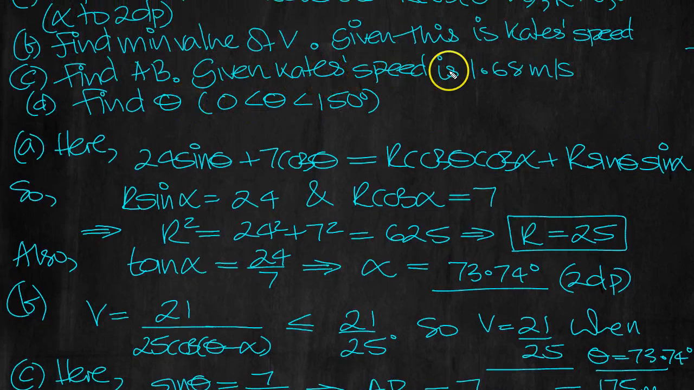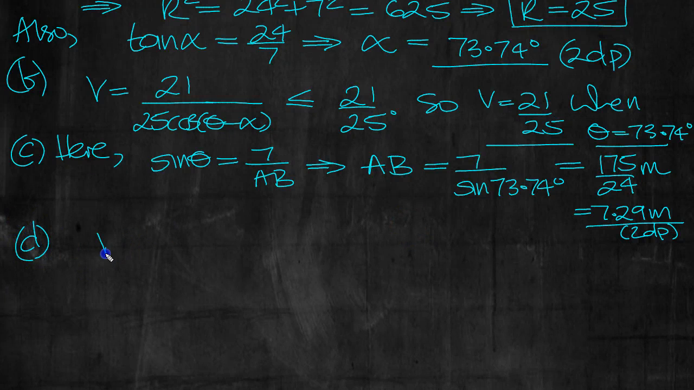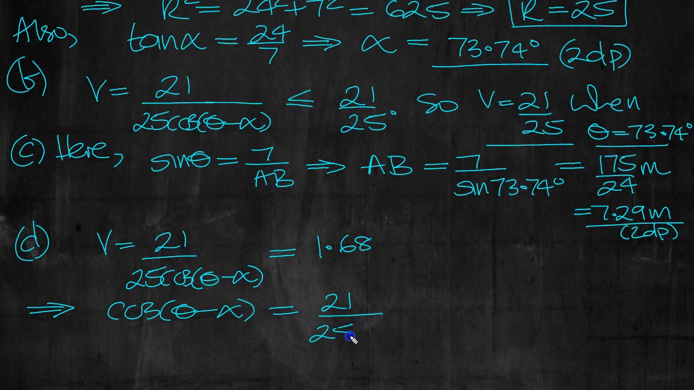Now we've done it. Given that Kate's speed is 1.68 meters per second, find theta, where theta varies from 0 to 150. So part D, V, which equals 21 over 25, cosine theta minus alpha is equal to 1.68. Okay, so now let's work out, we know what alpha is, and we need to find theta. So let's move this up. Cosine theta minus alpha then is equal to 21, leave that as is, and the 25. And move the 1.68 from times down to divide.